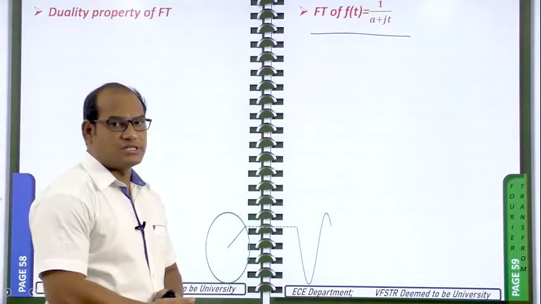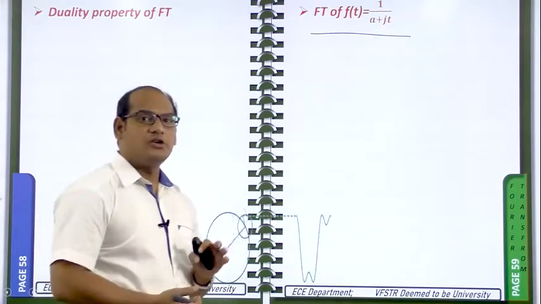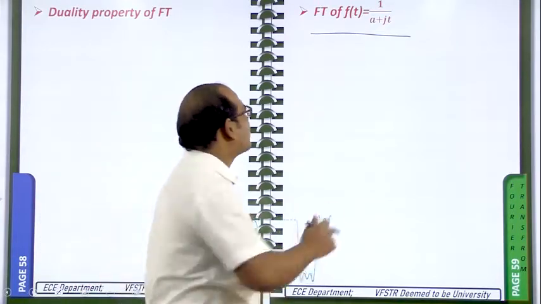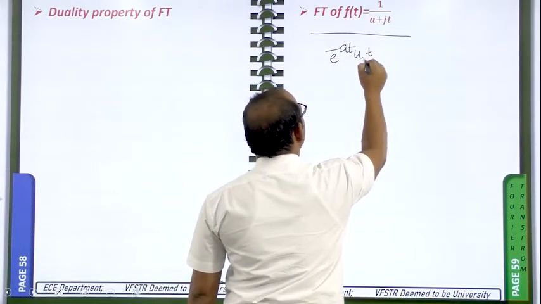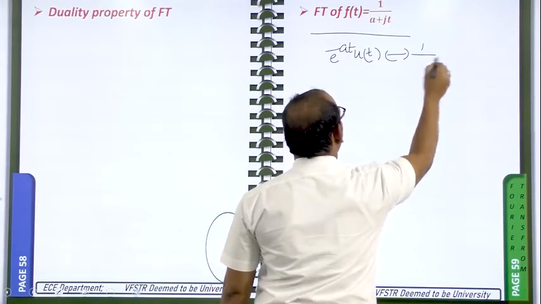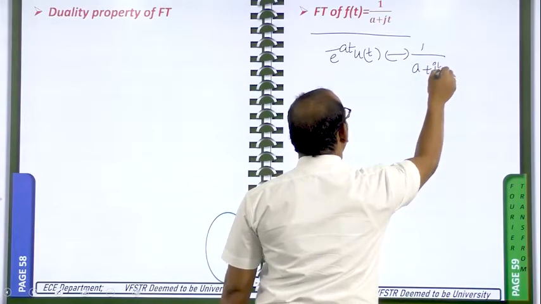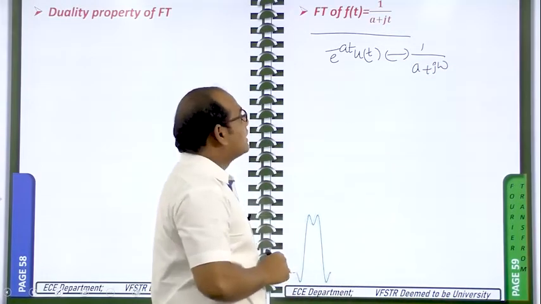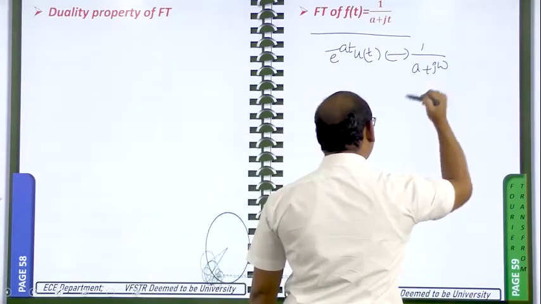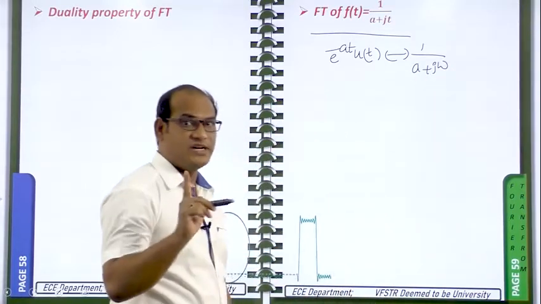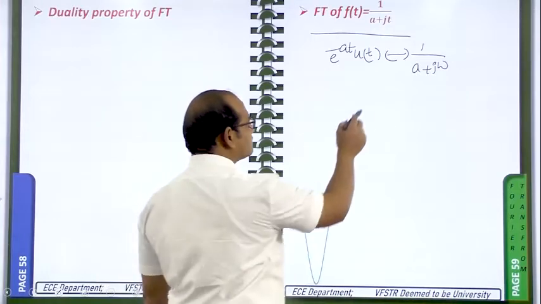So how to approach this one? In the same format, already you know one thing, that is e power minus at u of t is having the Fourier transform 1 by a plus j omega. Now observe the given question. 1 by a plus jt is there. That means omega is replaced with t here. That means we need to apply the duality property.